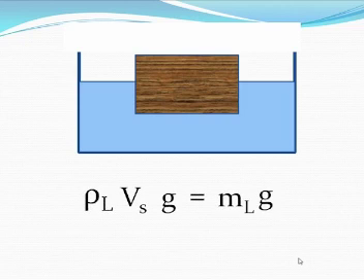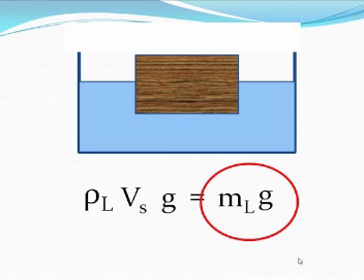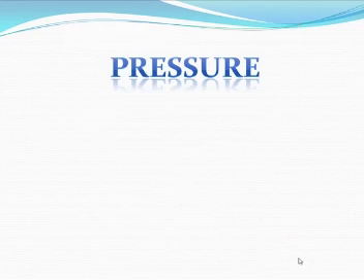Now, look at the formula that I have. The density of the liquid times the volume of the submerged portion times g equals, that right there is the buoyant force. So I can just replace it with the buoyant force. Now, you don't have to remember this derivation, but it's probably good to memorize this formula.